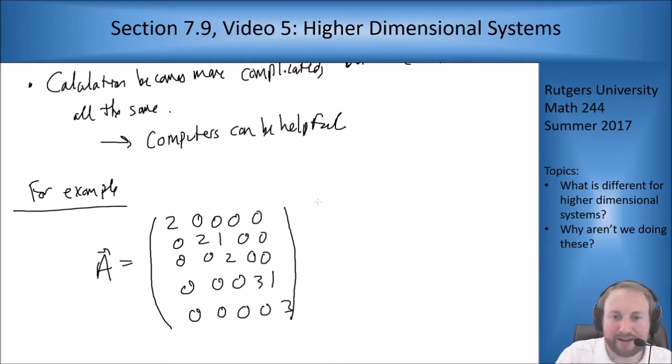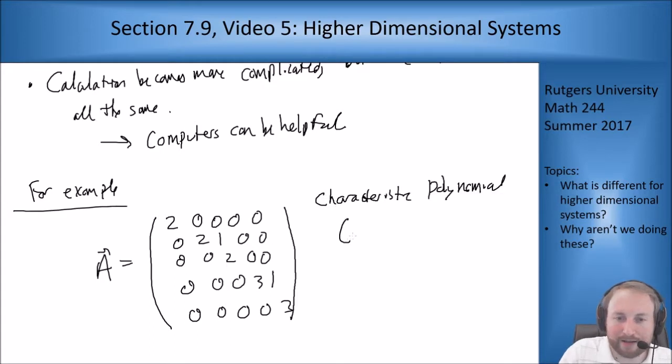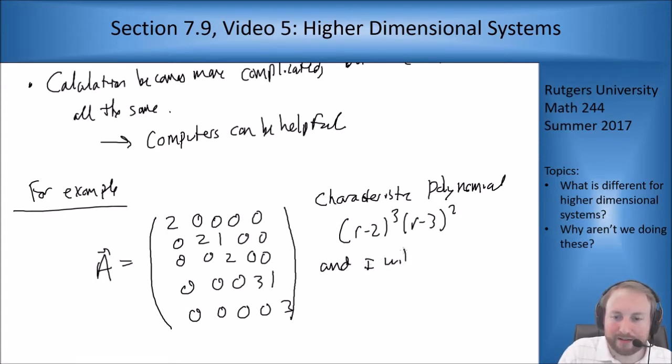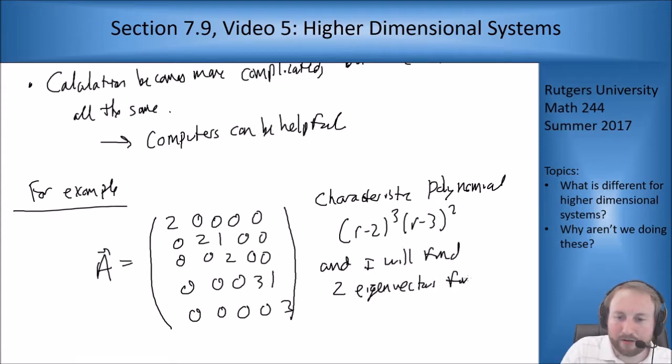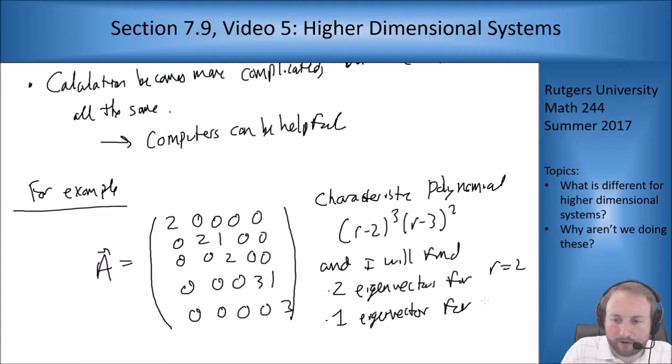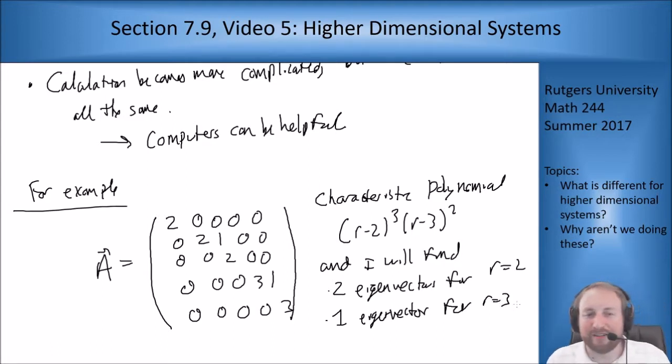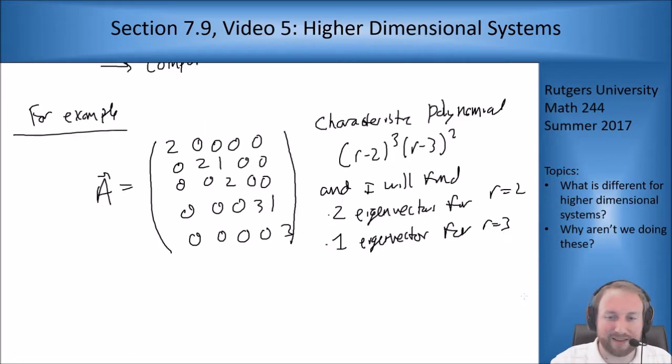Then what I know is my characteristic polynomial is (r minus 2) cubed times (r minus 3) squared. And I will find 2 eigenvectors for r equals 2 and 1 eigenvector for r equals 3, which means I'll have to do the generalized eigenvector procedure on both 2 and 3 separately, and then put them together. So overall, I do all that. My general solution is going to look something like this.